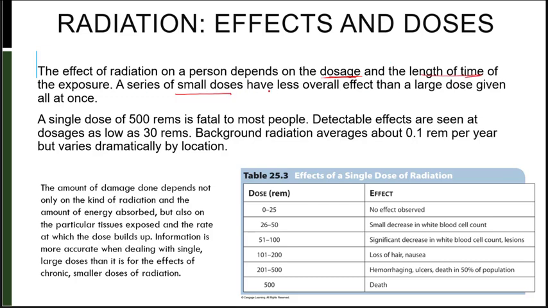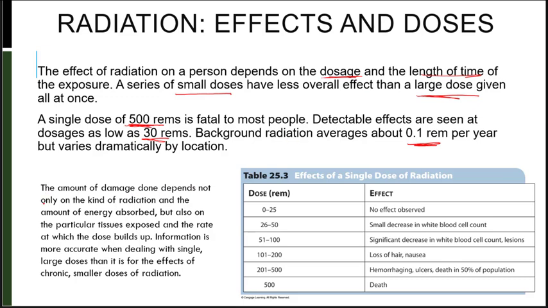A series of small doses have less overall effect than a large dose given at once. A single dose of 500 rems is fatal to most people. Detectable effects are seen at dosages as low as 30 rems. Background radiation averages about 0.1 rem per year, but varies dramatically by location.